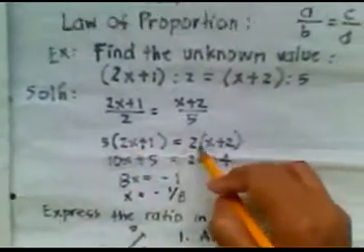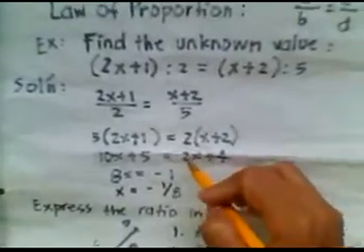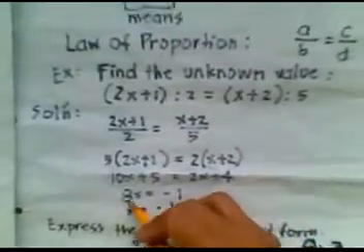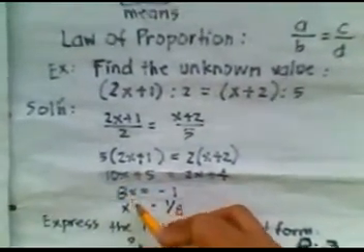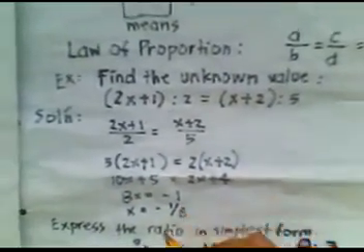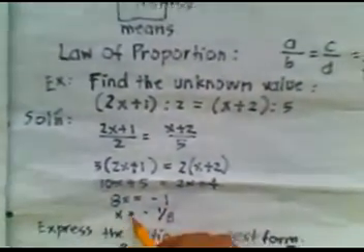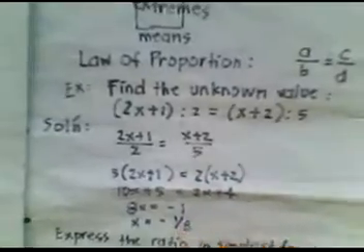Then combine the numbers with the same variable. So that would become 8x is equal to negative 1. And divide both sides by 8. So that would become x is equal to negative 1 over 8.